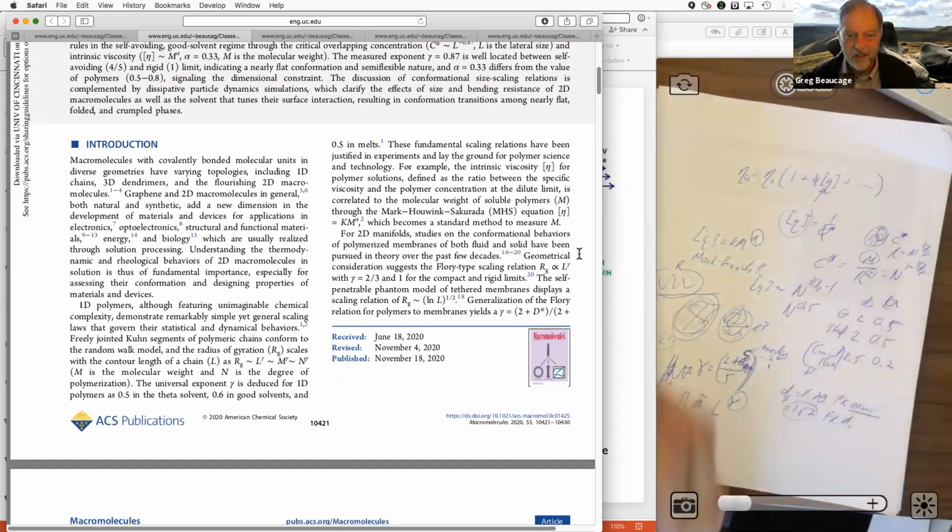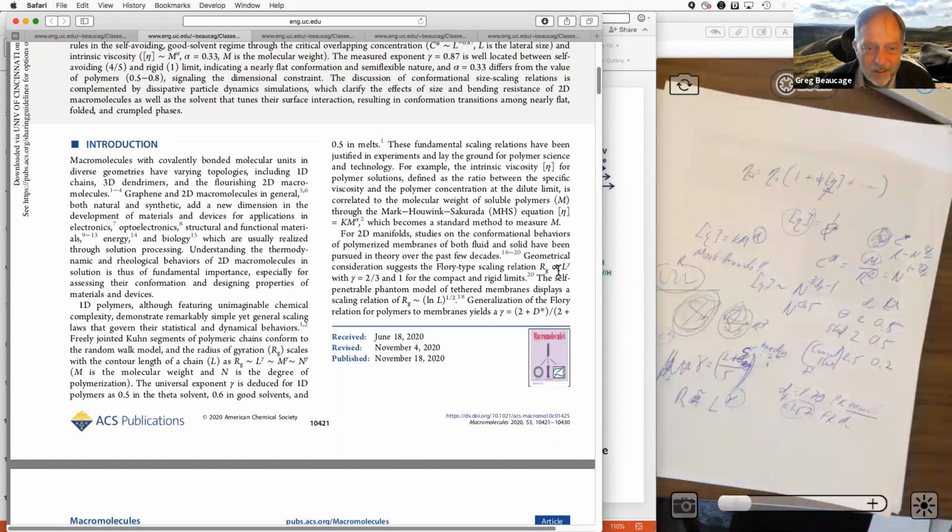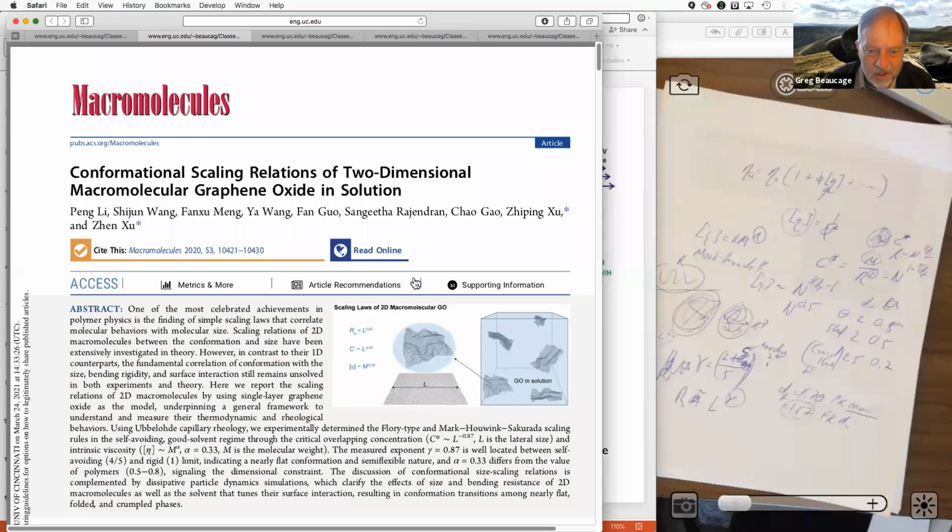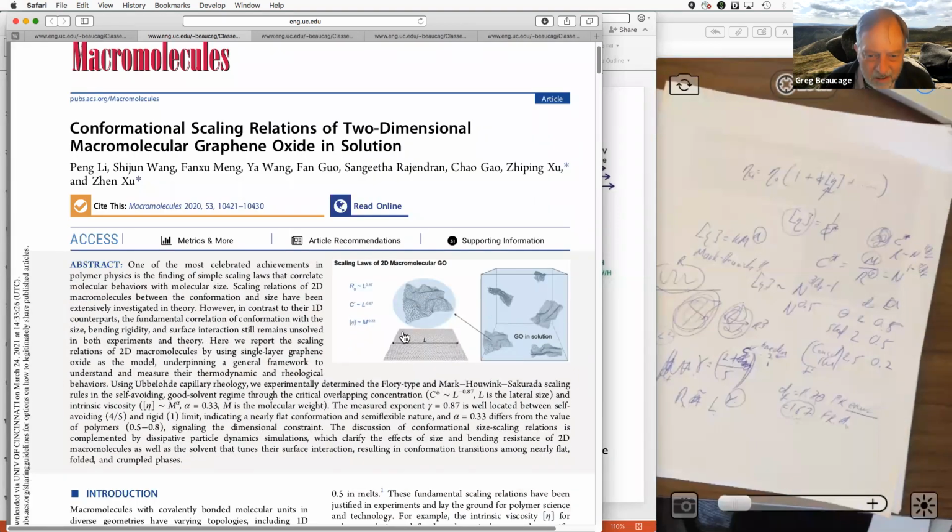Right, so it's a little bit involved with powers, and the bottom line is he wants to know what the structure of the sheet is. He can simulate it and get the structure, but how are you going to measure it experimentally? How do you get a size for the sheet experimentally?